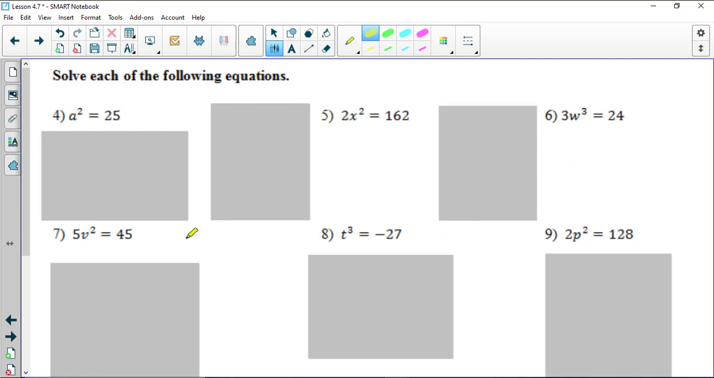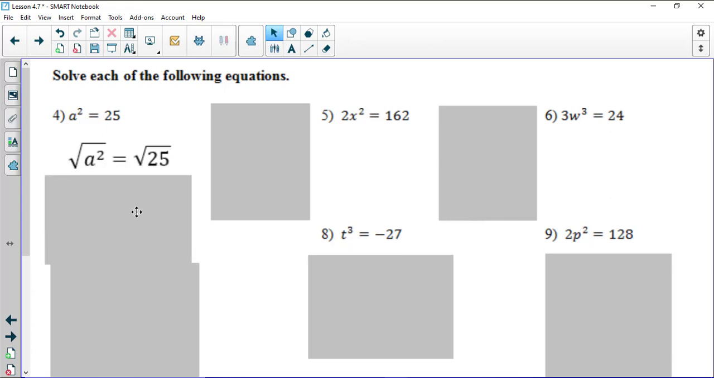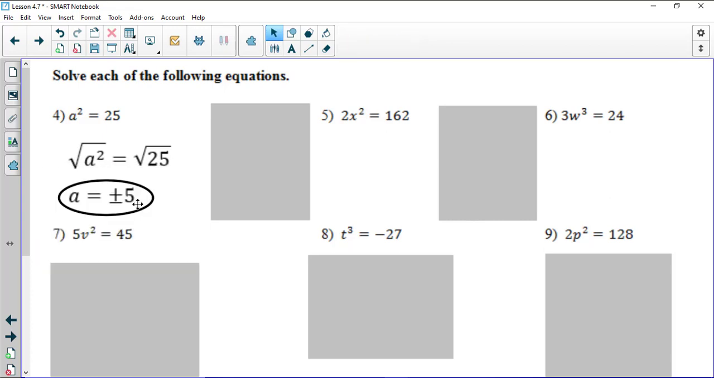So number 4, we have a squared equals 25. So the thing that undoes squaring a number is the square root. When I take the square root of 25, I get 5. But don't forget we get two solutions for this, plus or minus 5, since both positive 5 squared and negative 5 squared get us positive 25.